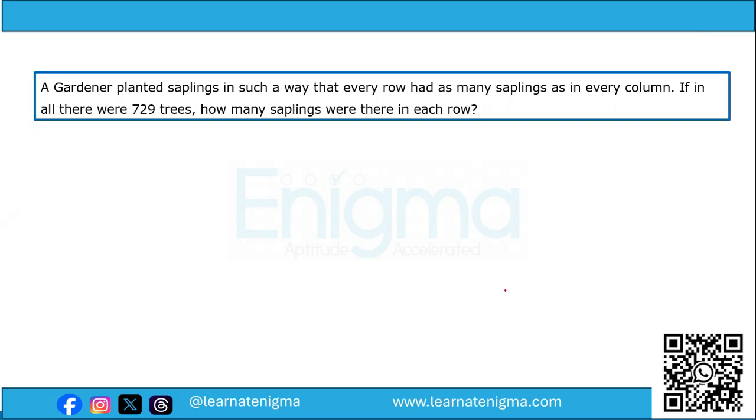A gardener planted saplings in such a way that every row had as many saplings as in every column. If in all there were 729 trees, how many saplings were there in each row?